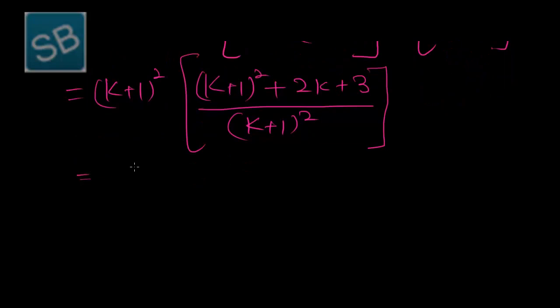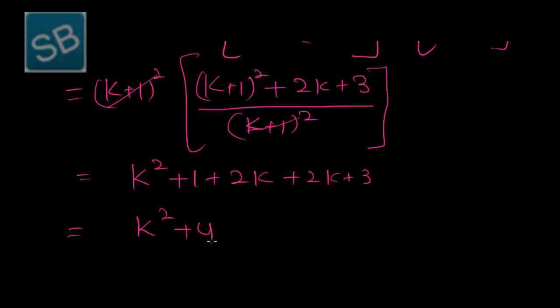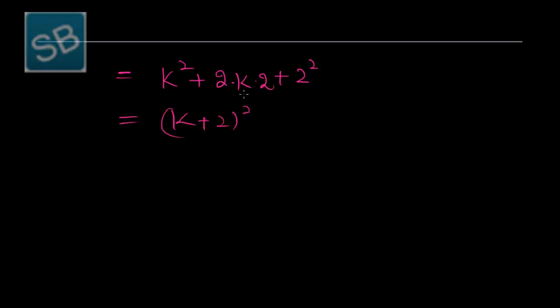So we get here a square. k plus 1 square will be cancelled out by this and we will remain with a square plus b square plus 2ab plus 2k plus 3. That is k square plus 4k plus 4. That is equal to a square plus b square plus 2ab. So it is k plus 2 whole square, which is equal to right hand side.